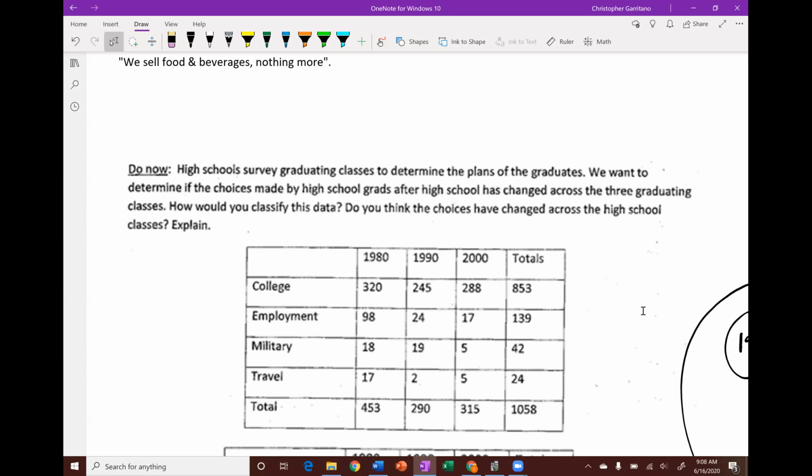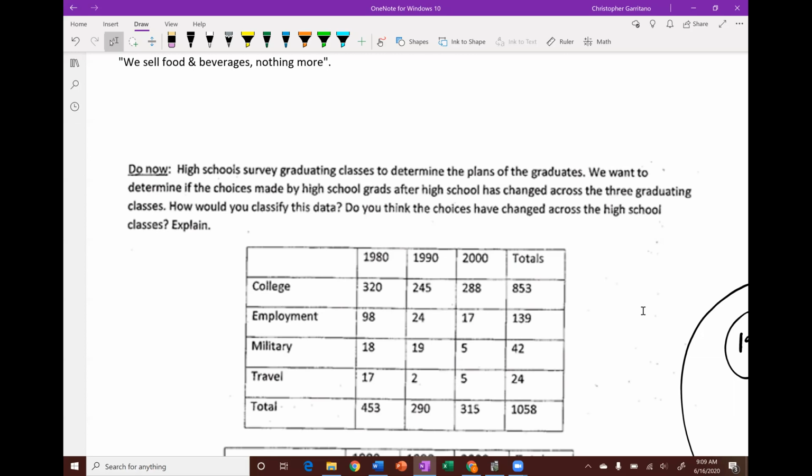So, of course, there are two types of data, qualitative and quantitative. This is qualitative data, right? We have individuals that we're asking questions, and they are answering those questions with some kind of qualitative response. So, what did you do post-graduation? Military. What did you do? College, so on and so forth. And also along the vertical axis, you could see 1980, 1990, 2000. These are all categories that these people are being placed into.